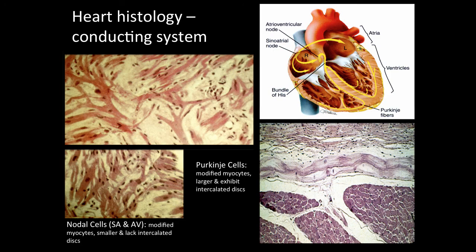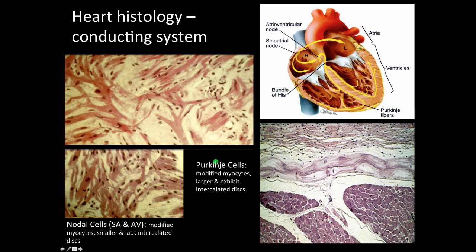Here just shows some of the conducting system of the heart. So you can see nodal cells in the SA node and in the AV node. These are modified cardiac myocytes. These cells are smaller than normal cardiac myocytes, and they lack intercalated discs.